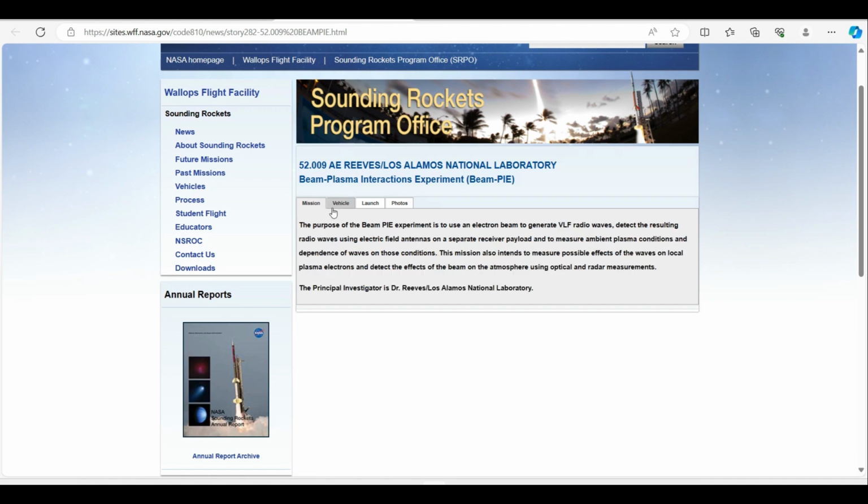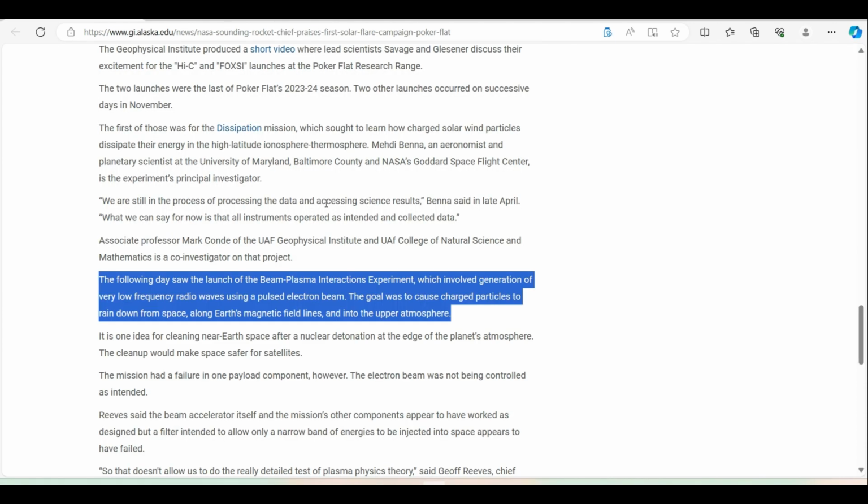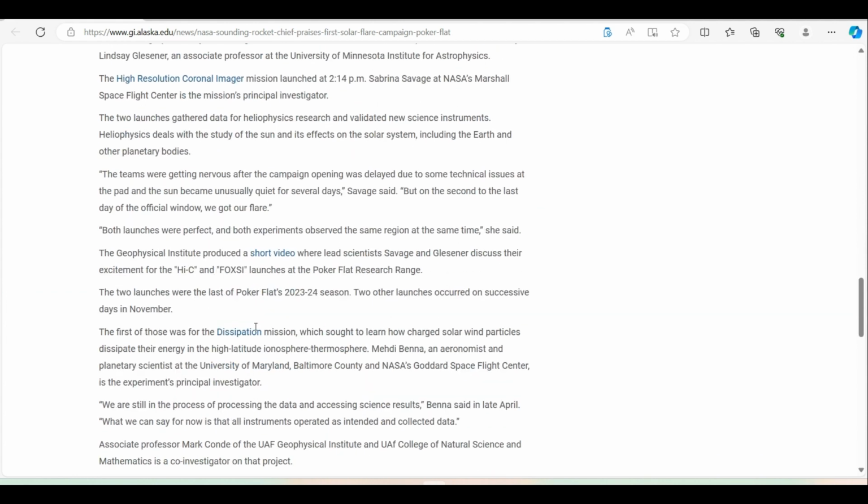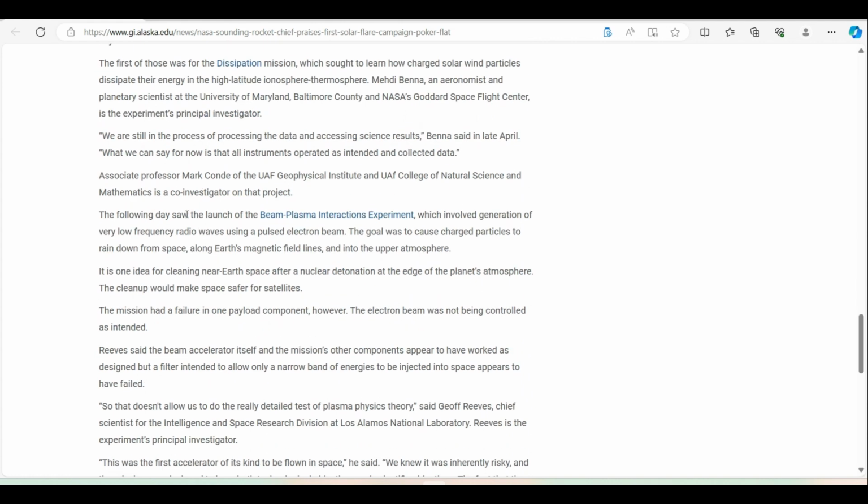Can we get some more receipts on your sounding rocket program? And can you update it with the most recent launch? Because according to this article that was put out on the 14th, the following day after these two rockets were launched from the Poker Flat Research Range, the following day saw the launch of the beam/plasma interactions experiment, which involved generation of very low frequency radio waves using a pulsed electron beam. The goal was to cause charged particles to rain down from space along Earth's magnetic field lines and into the upper atmosphere. And what did we just witness? We witnessed this phenomenal event that produced all of these brilliant and bright auroras that extended all the way down to the south, farther than our known recognizable history, right?